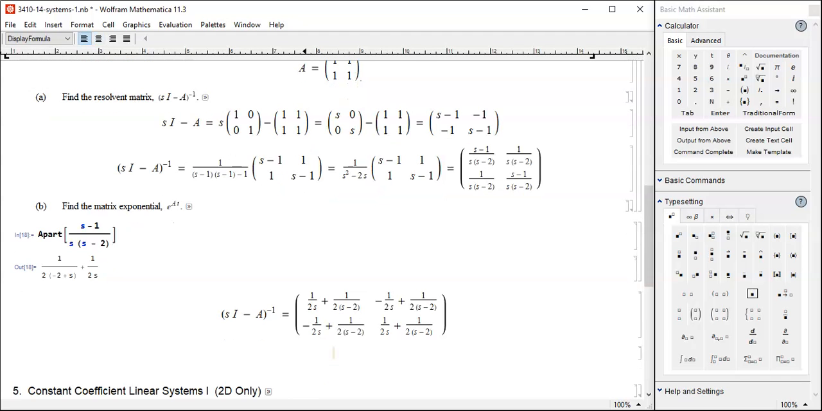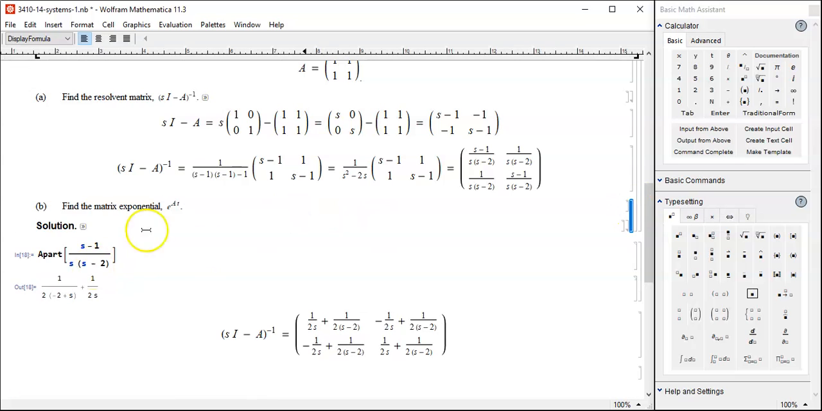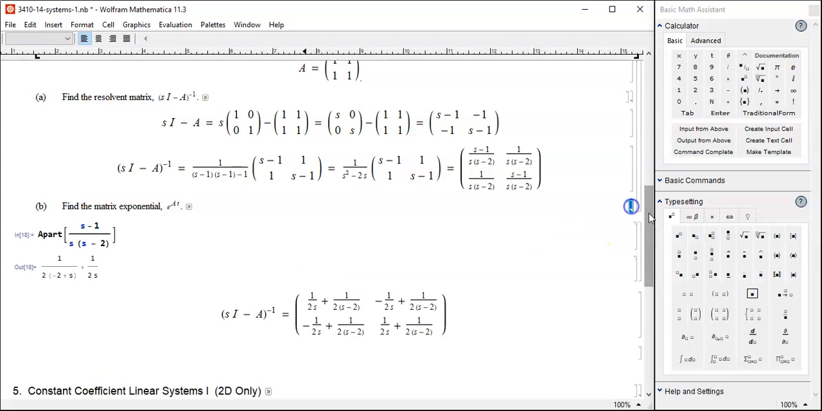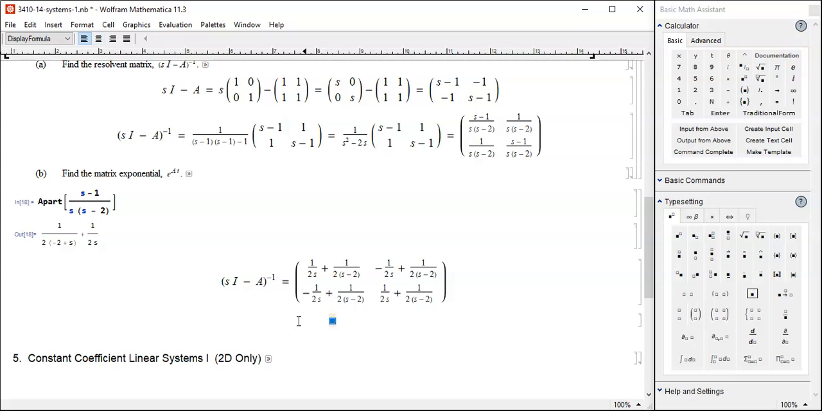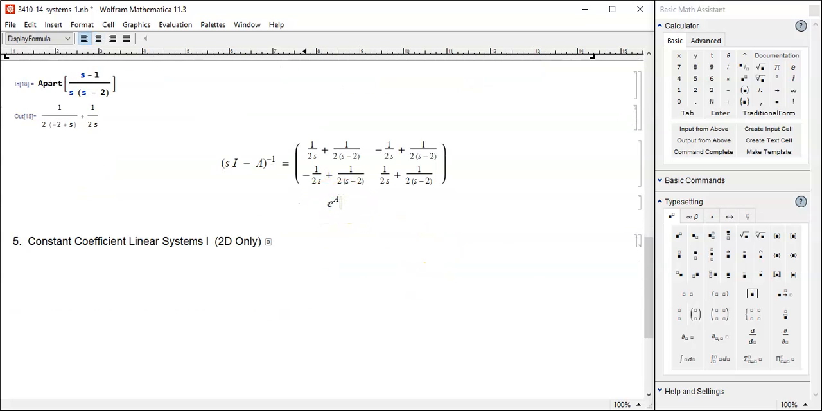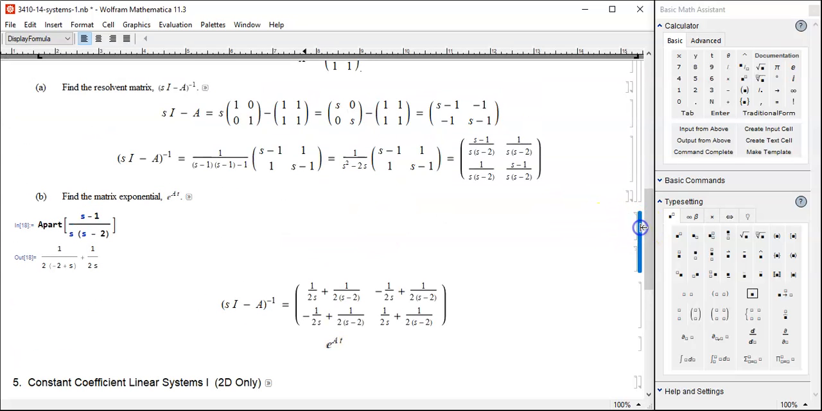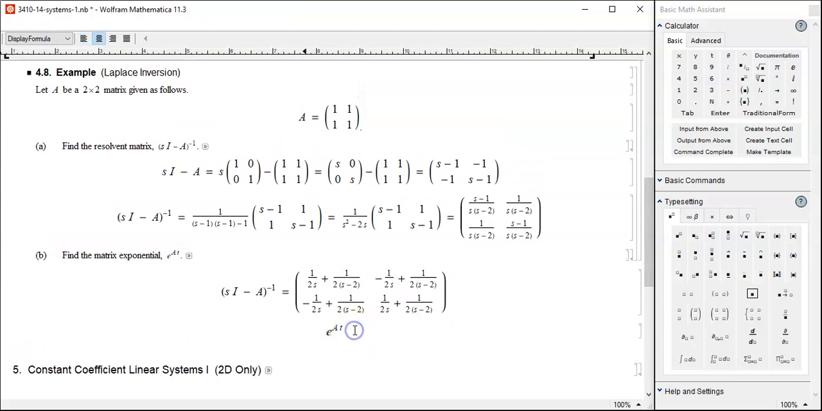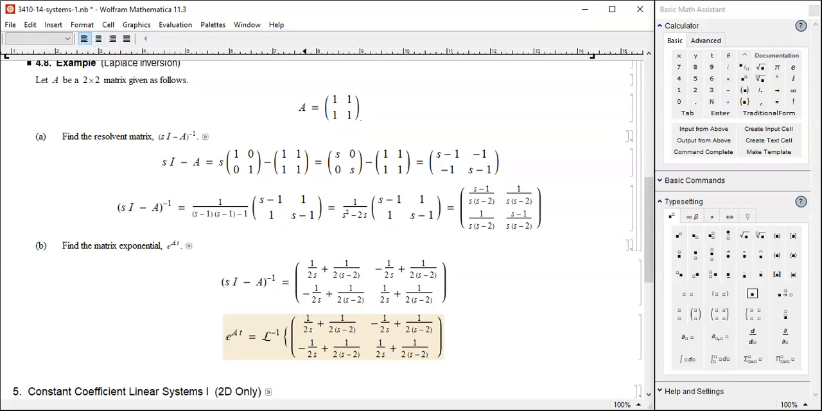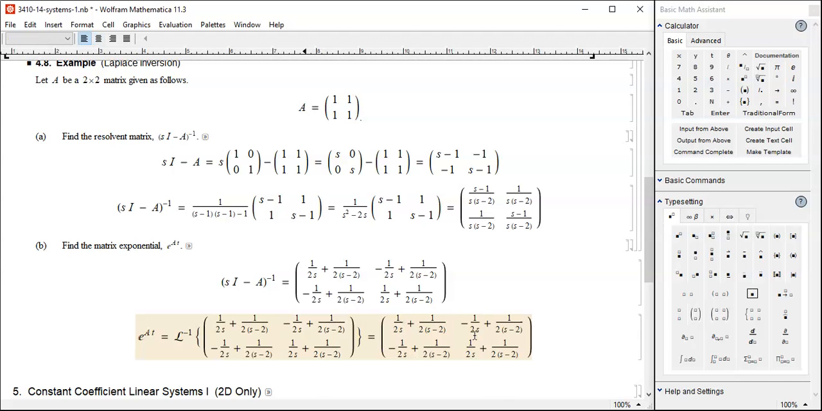So if I take the Laplace inversion of this, what did I click? Sorry about that. I don't need this partial fraction computation anymore. That is equal to the Laplace inversion of this. And then let's see, what is this?